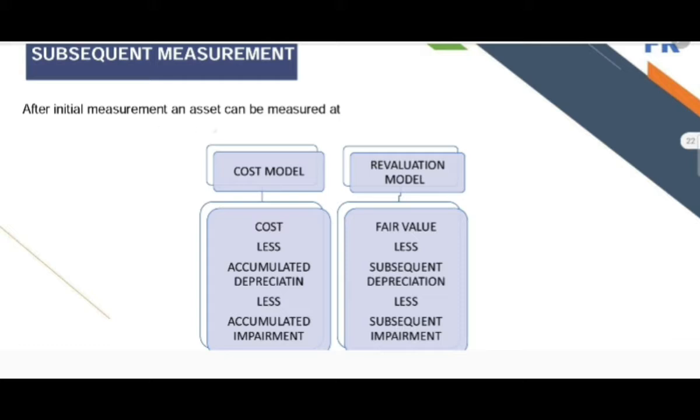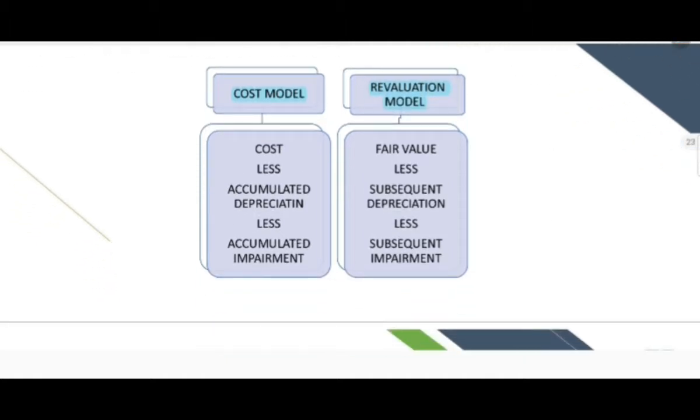After initial measurement, an asset can be measured at cost model or at revaluation model. If you are using cost model, it means asset would be recorded in the statement of financial position at its cost less accumulated depreciation, less accumulated impairment. And if you are using revaluation model, then the asset would be recorded at revalued amount or fair value, less subsequent depreciation and less subsequent impairment.